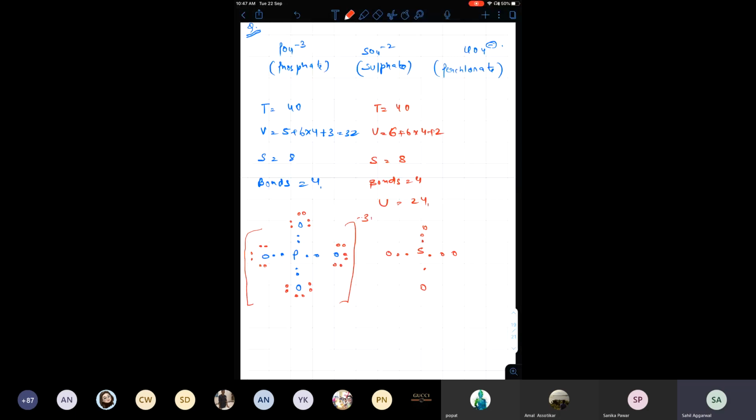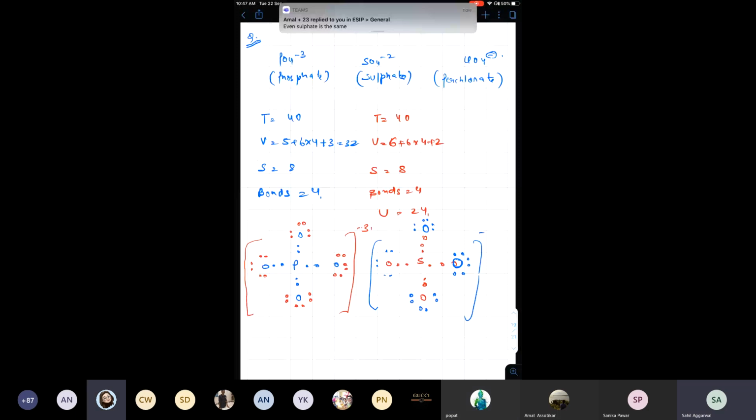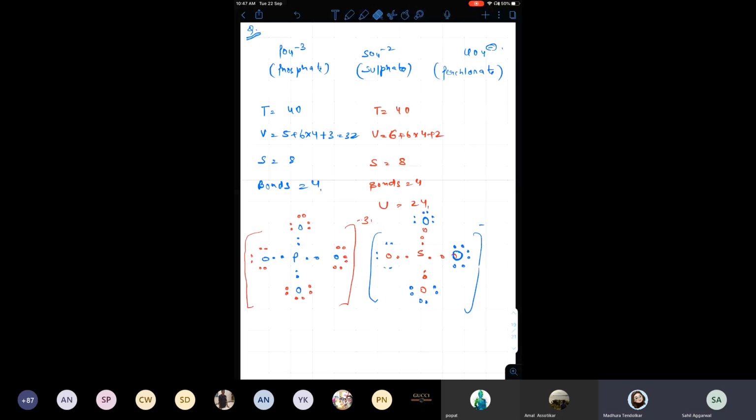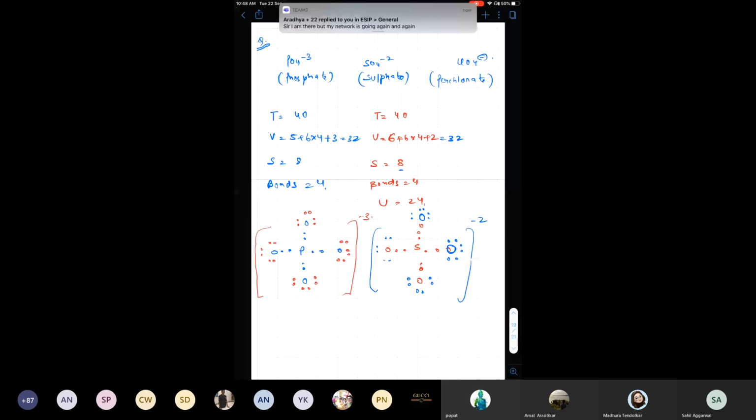Aradhya, you are there in the meeting or not? Excuse me, sir. So for the sulfate, it will be 16, no? It will be 16, 24. How much do we have? So it will be 24 only, right? It is 32. S is 8. And 32 minus 8 will be 24 only, na? Okay, sorry, sir, my mistake. Aradhya, I was just asking if you are there or not. Can you see the screen or not? Okay, no problem.